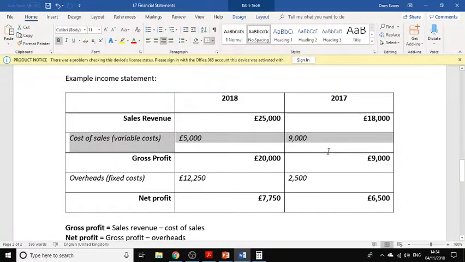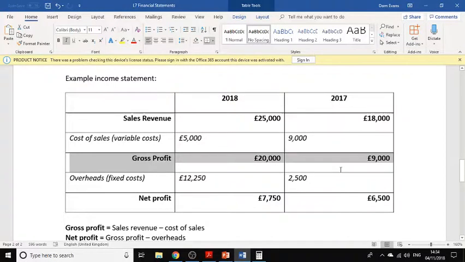We then take off the variable costs, although confusingly they're called cost of sales in these documents. And when you subtract the variable cost, or the cost of sales, from the sales revenue, that gives you your gross profit. So you can see here in 2017 they made 18,000 in revenue. Their variable cost was 9,000, so the gross profit was 9,000.